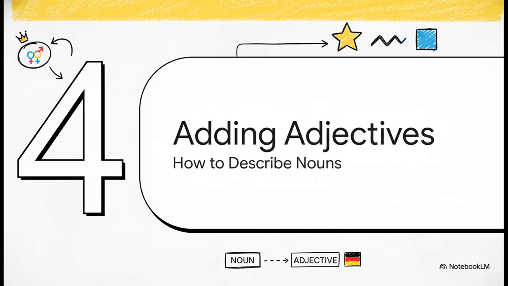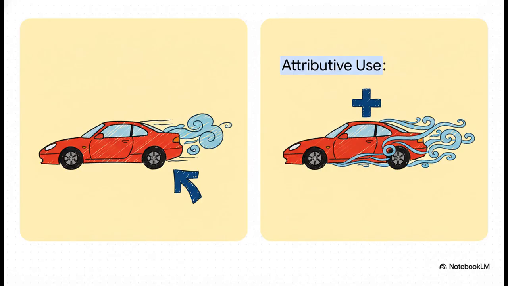Now it's time to have some fun and add detail, description, some color with adjectives. So here's a pretty simple rule for adjectives. When the adjective comes after the noun it's describing, life is easy. It doesn't change at all. Das Auto ist schnell. The car is fast. Simple. But when that same adjective comes before the noun, it has to put on a little costume. It has to take an ending that agrees with the noun's gender and case. So we say, das ist ein schnelles Auto. That is a fast car. That little S on the end is doing a whole lot of grammatical work.